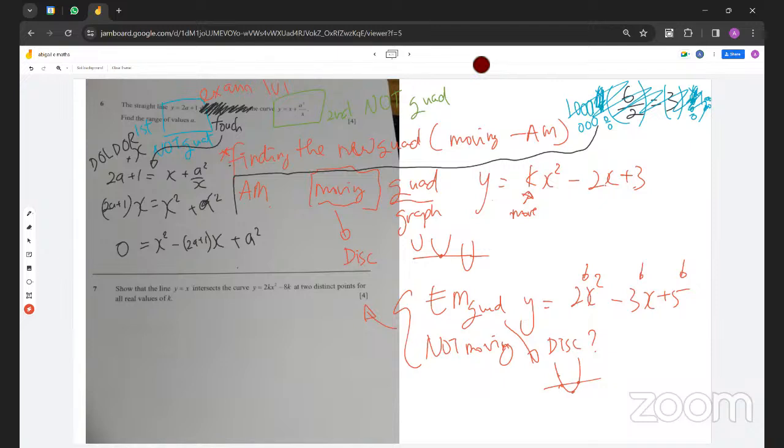Can I ask something? Yes. When you write 0 equals x squared minus bracket 2a plus 1 x plus a squared, what do you put in the middle? Very good question. Why is this guy in the middle? Because it is a good habit. Exam habit.